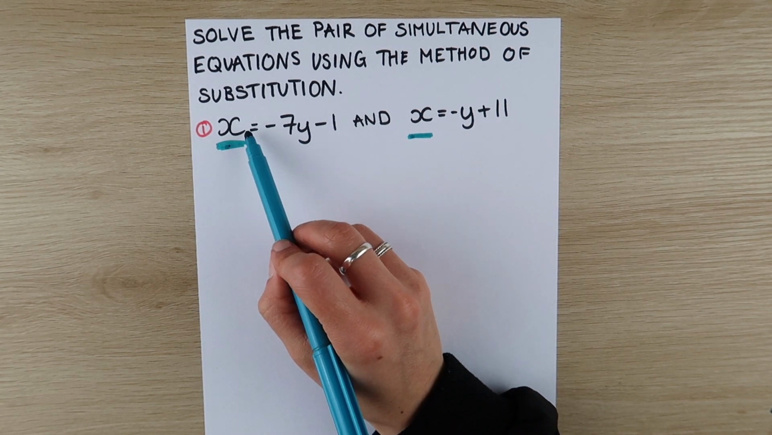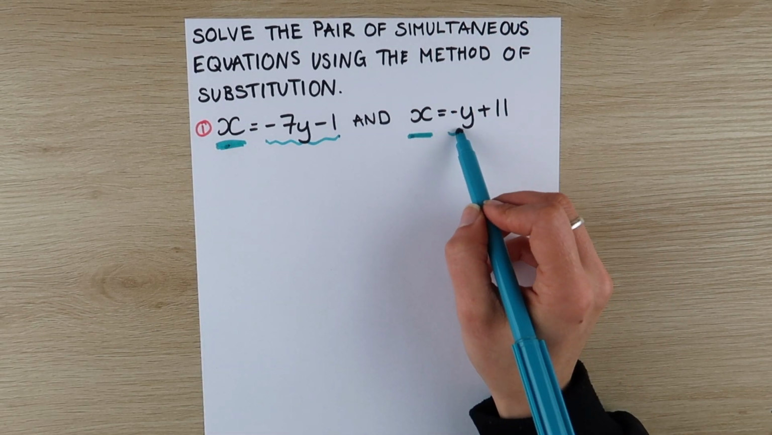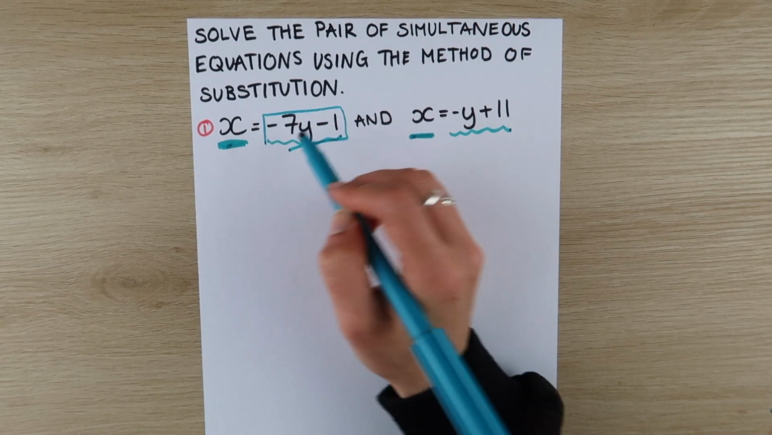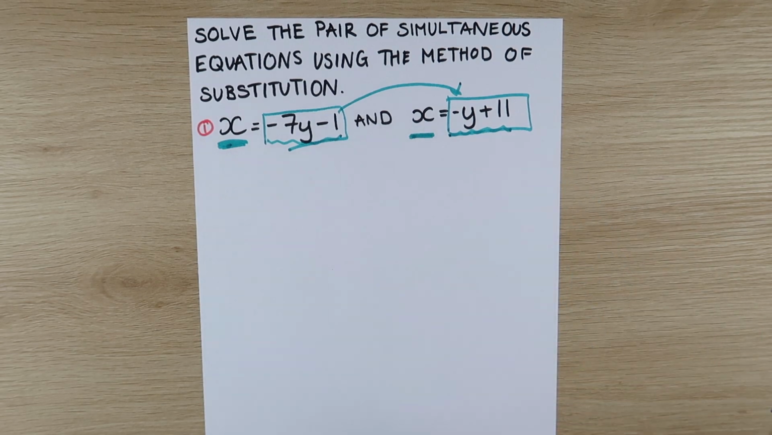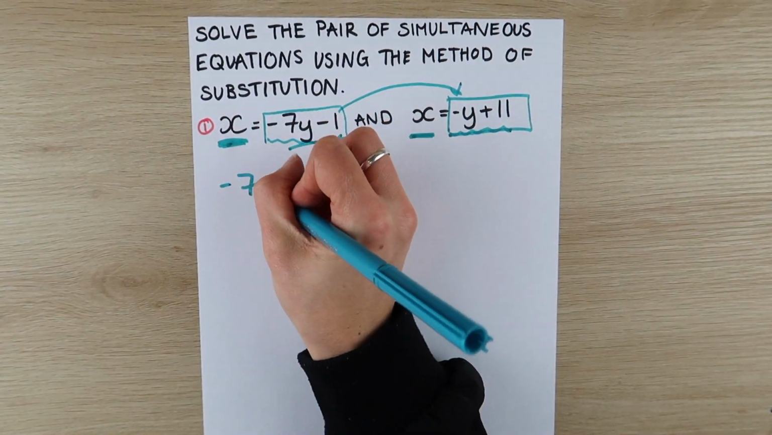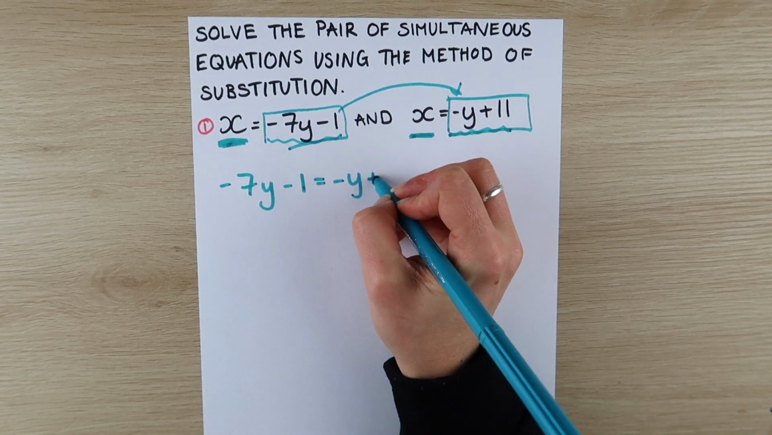Now, since x is equal to all of this, and x is also equal to all of this, I can make this equal to this. So negative 7y minus 1 is equal to negative y plus 11.